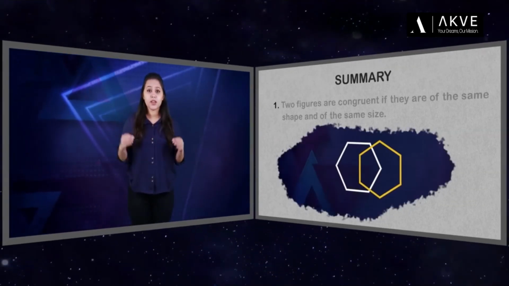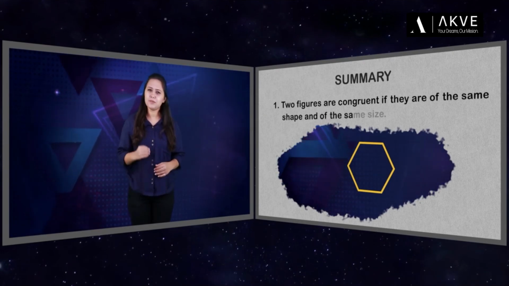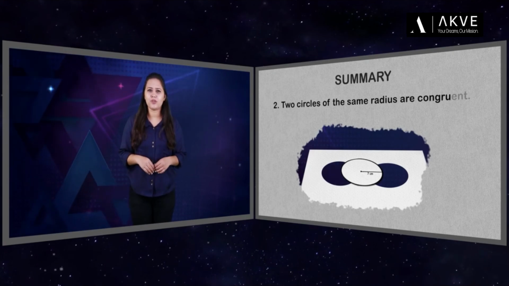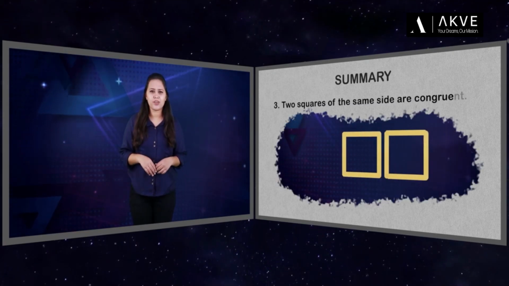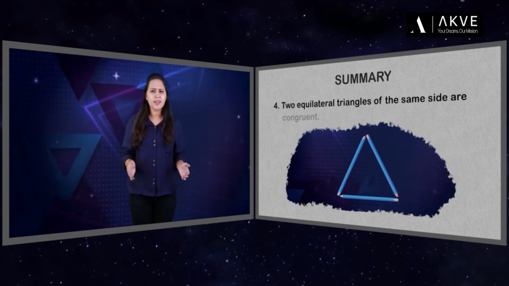Now, let's quickly summarize what we have learned today. 2 figures are congruent if they are of the same shape and the same size. 2 circles of the same radius are congruent. 2 squares of the same side are congruent. 2 equilateral triangles of the same side are congruent.